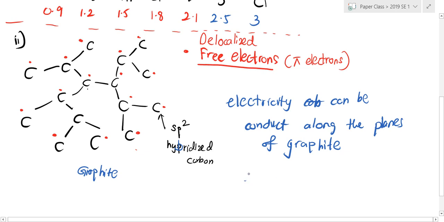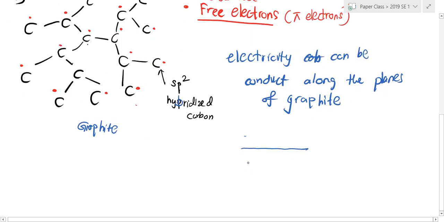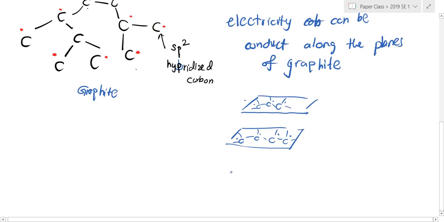Now, if you draw the 2D structure, this is somewhat a plane. Here you can see these structures, where the electrons are in these planes. Another plane I will draw here. Likewise, these structures are here, and the free electrons are here. Another plane I will draw. Likewise, this is a covalent giant lattice. These are planes of graphite.